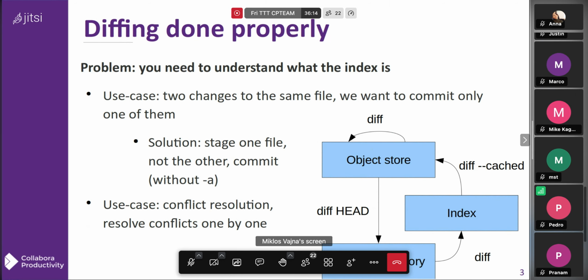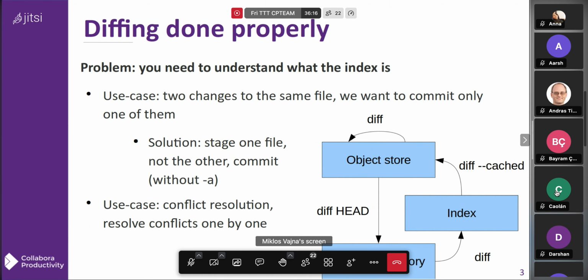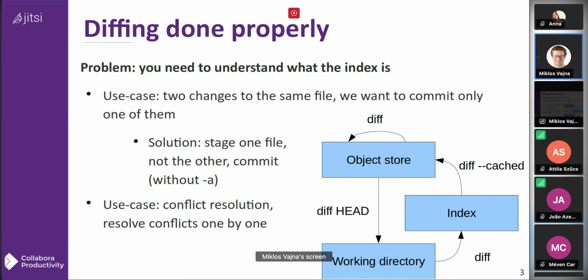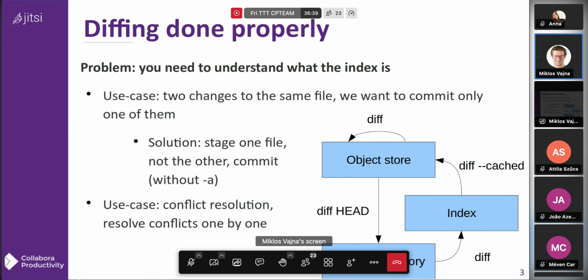So the original problem that is solved by introducing a Git index is that you have this use case that you have local changes in various files in your working directory, and you don't want to commit all of them. So what we do is that you stage some of these changes to the index, which is kind of the to-be-committed state. And once you are happy with what's in the index, then you do the git commit.